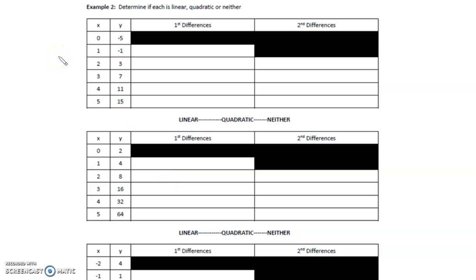Okay, example 2, determine if each of the following tables of values is linear, quadratic, or neither. So as soon as we see a table of values, we're thinking, okay, I'm going to find the first and second differences. First differences, so we're going to go up this y column here. 15 minus 11, I get 4. 11 minus 7, I get 4. Okay, I'm not going to write these out anymore. 7 minus 3, I get 4. 3 minus -1, I wrote this out because it's a double negative. Again, 4, and then we get 4.